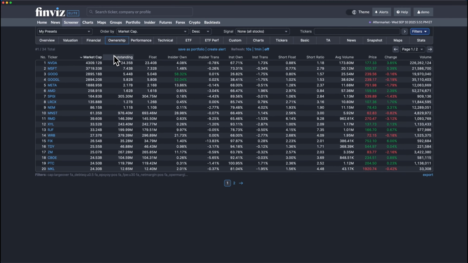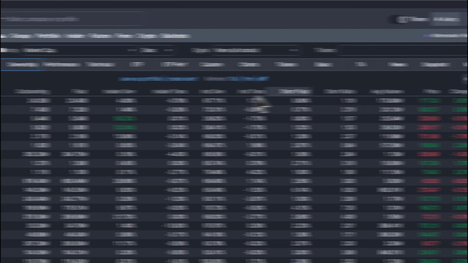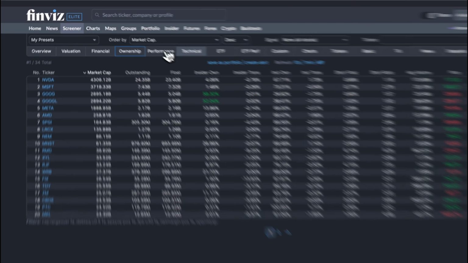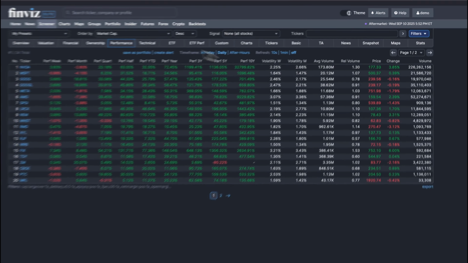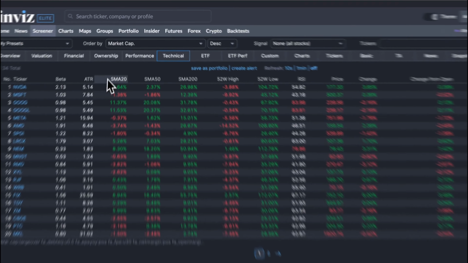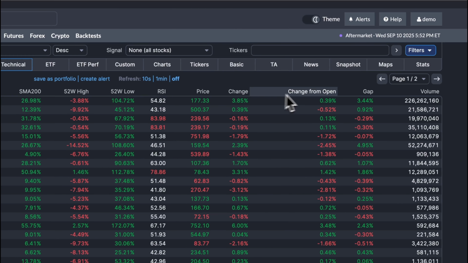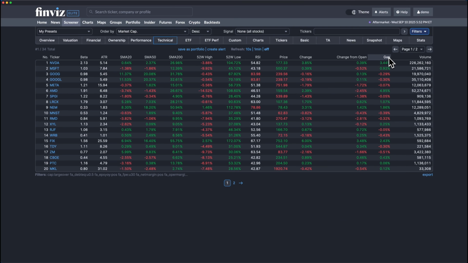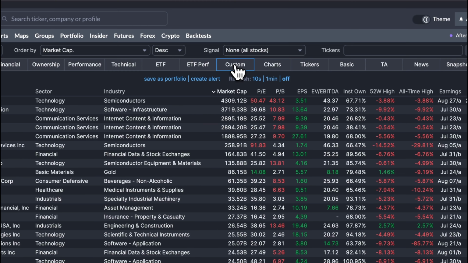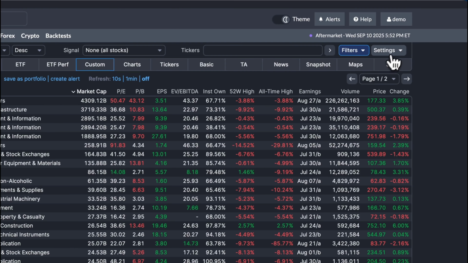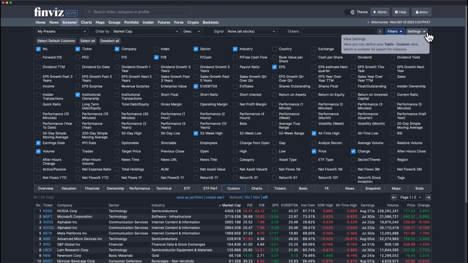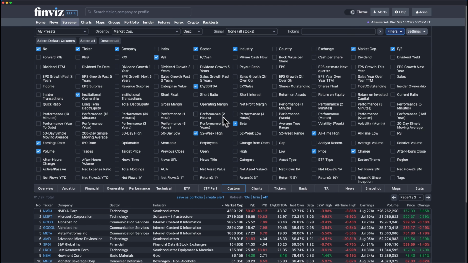Ownership information like insider ownership, float, short ratio, performance information by week, month, year, technical data such as moving averages, 52-week highs and lows, relative strength, gaps, and much more. In custom, you can also customize the columns of information you want to see all in one place. Just click on the settings near the top right corner of the screener, and then check or uncheck the data columns you want to see.